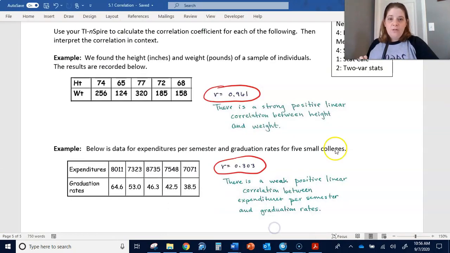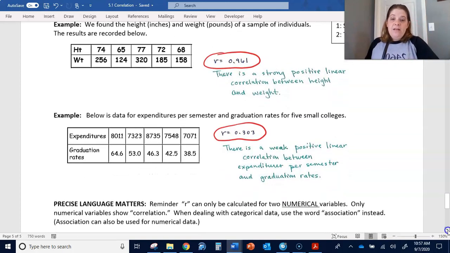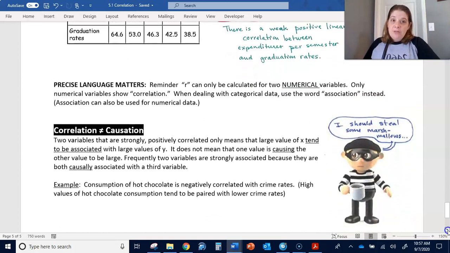All right, so R of 0.961, to interpret that, I would say there is a strong, positive, linear correlation between height and weight. And here, 0.303, there is a weak, positive, linear correlation or linear relationship, if you prefer that, between expenditures per semester and graduation rates. So you need to make sure you put those in your calculator. You can actually get that R value out of your calculator. Practice with that.